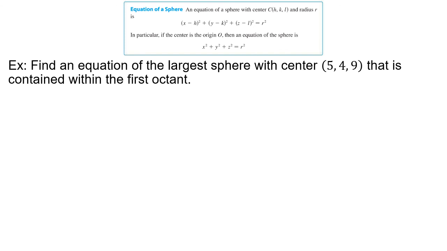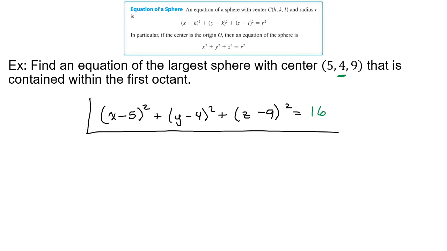And so the shortest distance would be based on the 4. Because once you get more than 4 units away on the y-axis, you're going to bump over into a different octant. So I got to base the radius on the 4. So the equation of my sphere would be x minus 5 squared, y minus 4 squared, and z minus 9 squared. Using the smallest number, the 4 squared is 16. And that is the equation of the sphere that I know would be locked into the first octant.